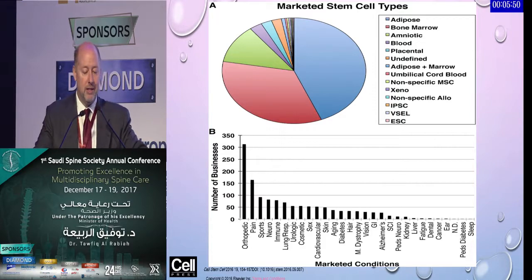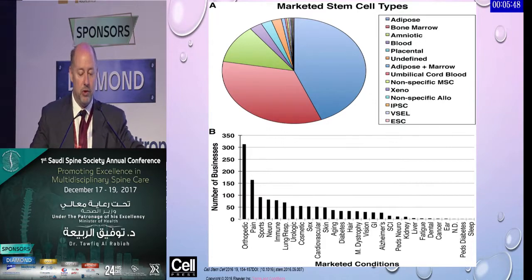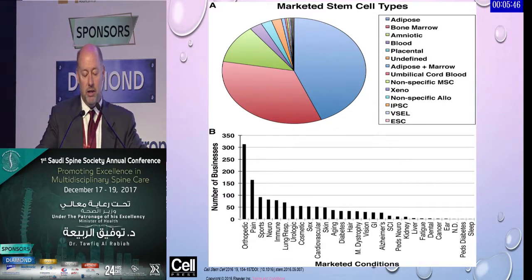So this is the marketed stem cell types: adipose-derived, bone marrow, amniotic, blood, etc. And if you look at the types of conditions that they're treating, the first two are orthopedic and pain, and then the third one is sports.